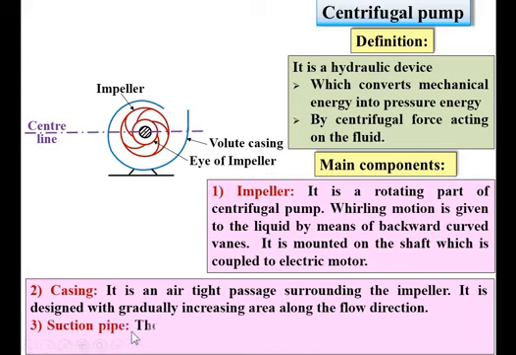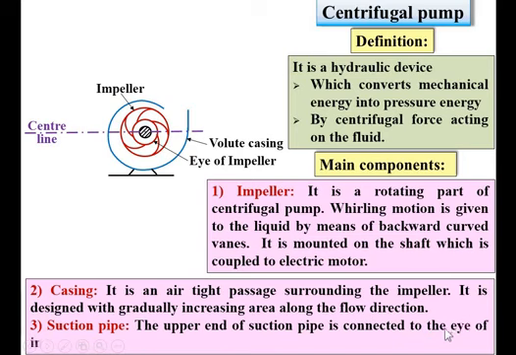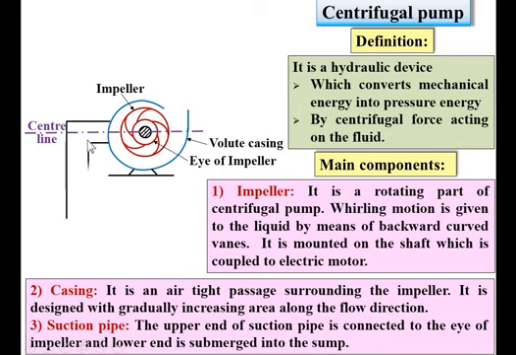Next, suction pipe. The upper end of suction pipe is connected to the eye of the impeller and lower end is submerged into the sump. So I am going to show the suction pipe over here. Upper end of suction pipe is connected to the eye of the impeller. That means this one is the eye of the impeller, or you can say the center line. Here suction pipe is connected with the eye of the impeller and lower end is submerged into the sump.